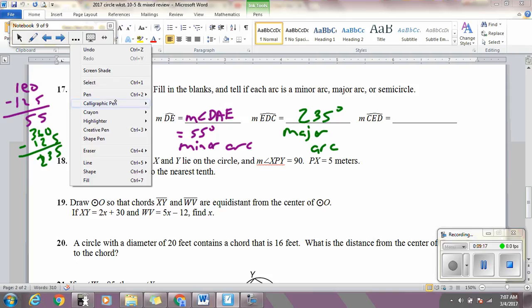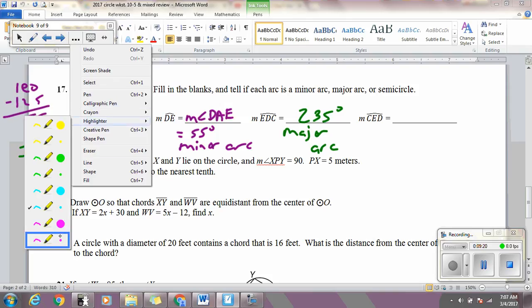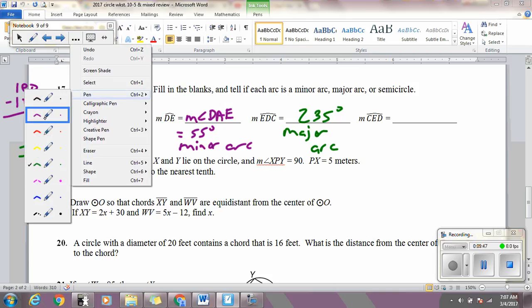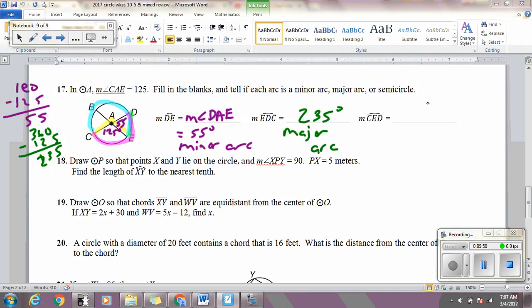And now the last arc I'm going to find is arc CED. Start at C, go to E, and then to D. I already told you that these two angles were a linear pair, making them 180. So that means the measure of arc CED is 180, which makes it a semicircle.